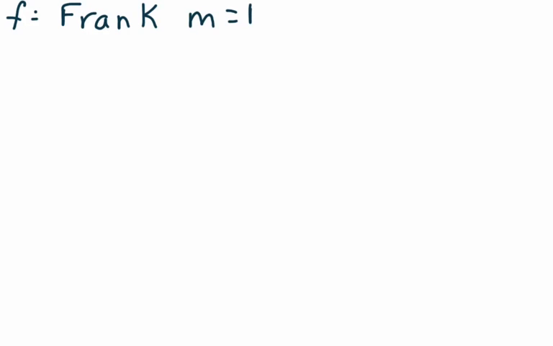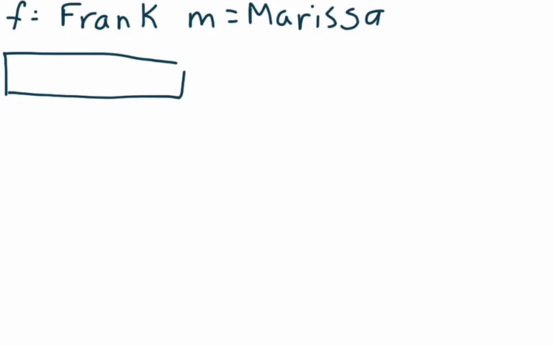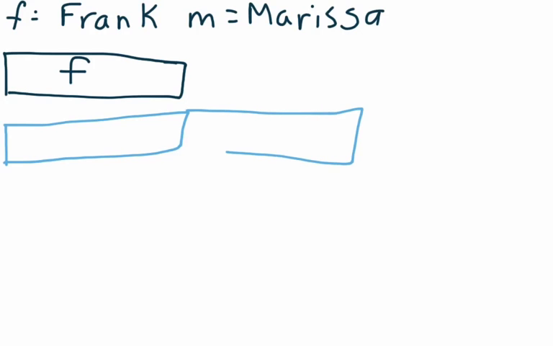M for Marissa. Okay, we are going to start by drawing a tape diagram to represent the amount of money that Frank has. Frank has F amount of dollars. Then we're going to draw a tape diagram to represent the amount of money that Marissa has. Remember, it said that Marissa has twice as much money as Frank. So there's 1, and there's 2. Then you're going to draw a tape diagram to represent the amount of money that Christina has. And Christina has $100.